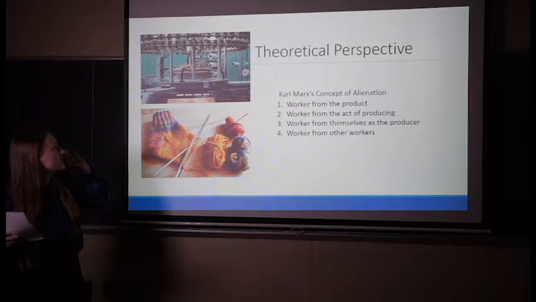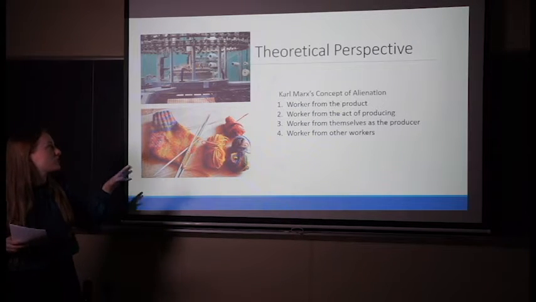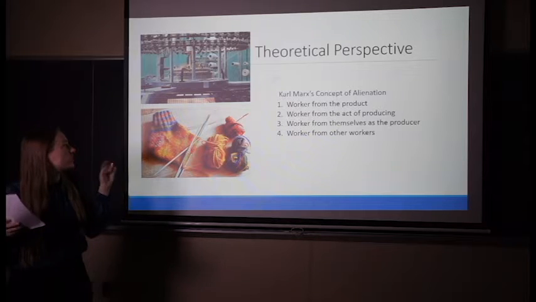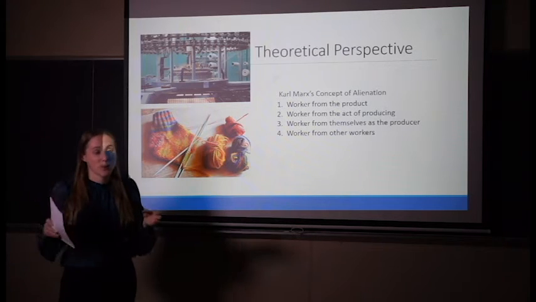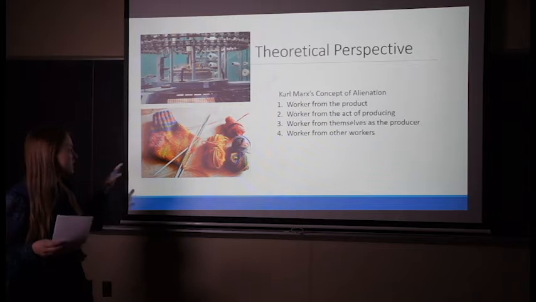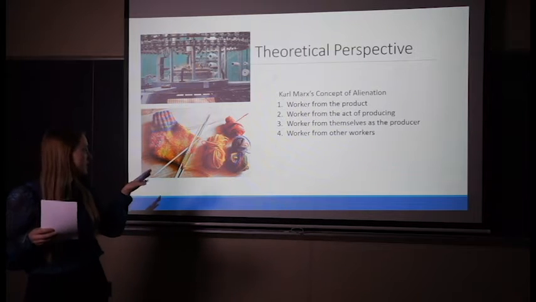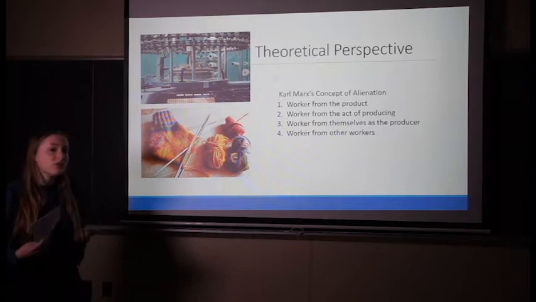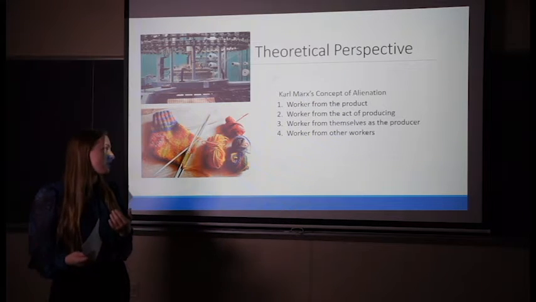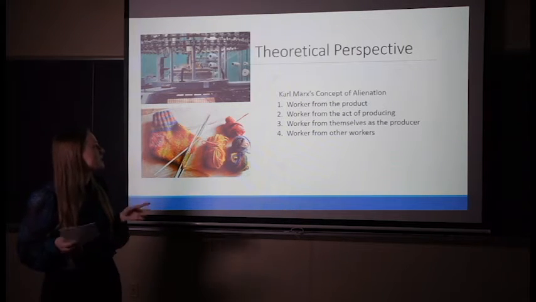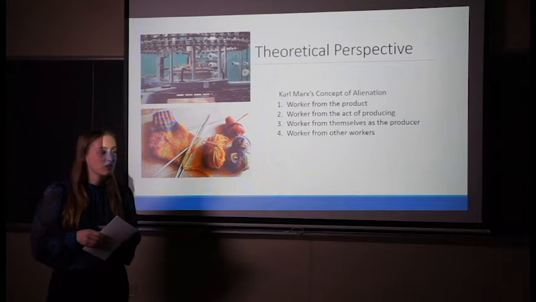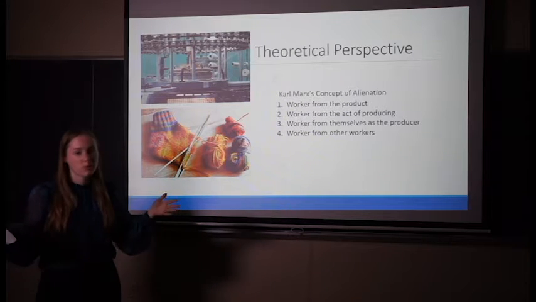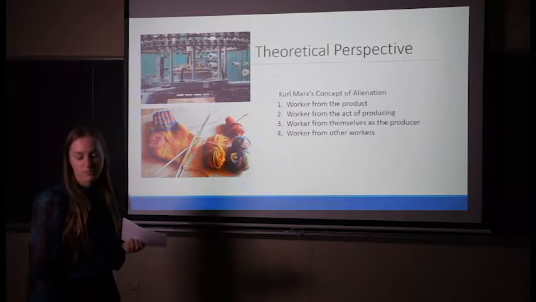For example, in the top picture, that is a knitting machine that is used to mass produce fabric at an exponential rate compared to an individual producer, such as the bottom, where we have knitting needles and knitting a sock. The worker is involved in every aspect of creating the sock, whereas in the top picture, the knitting machine makes mass-produced fabric at a much larger rate.